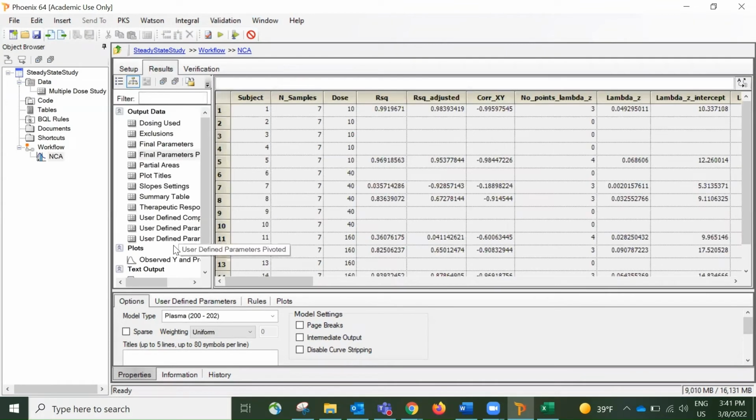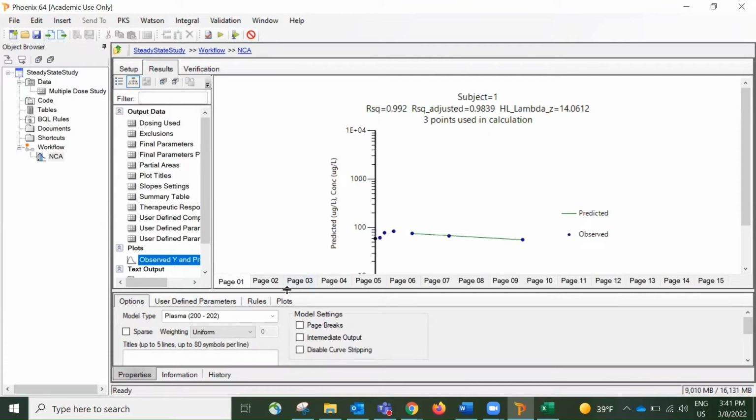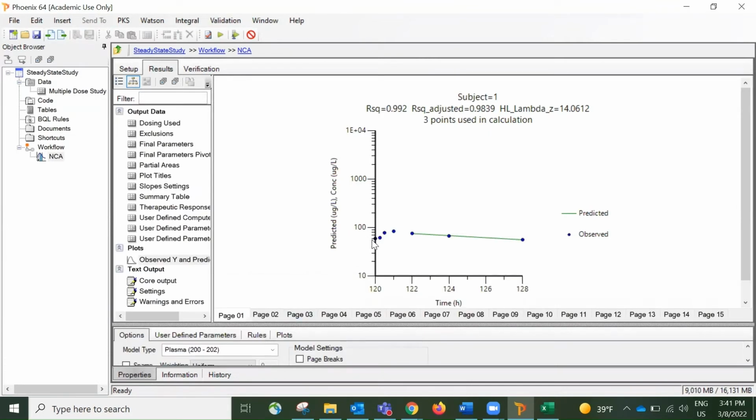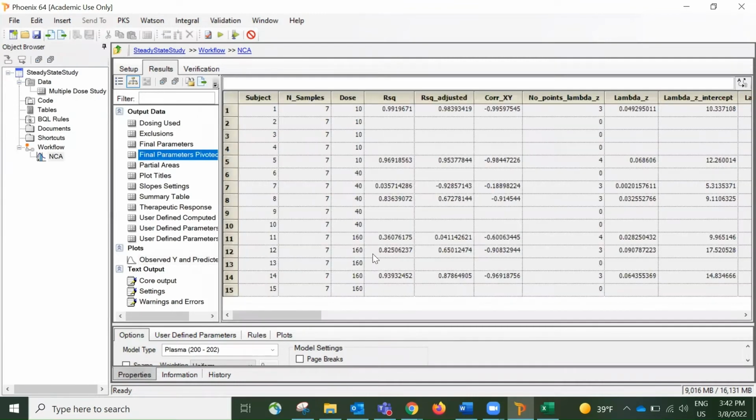Let's go to the results tab to take a look at the results. Let's first take a look at the plots in here. We can tell from this plot that the x-axis starting point is 120 hours. And it's the same thing for other objects as well. So this is exactly what we want for this NCA analysis, which means everything is correct. For the next section, let's discuss the PK parameters.